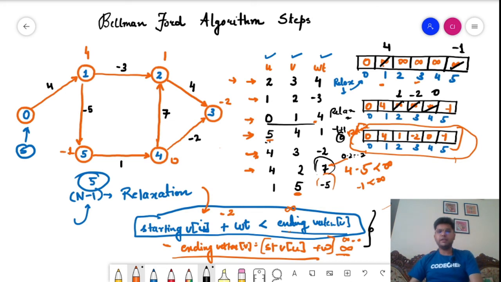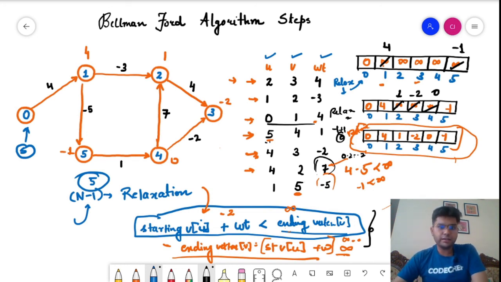So how can we verify it? Let us quickly see in this particular graph. From 0 to 1, there is only a single edge with weight 4, so this is the only possibility. From 1 to 2 we have only a single possibility, so 4 minus 3, that is equal to 1. Yeah, so this is the shortest distance.